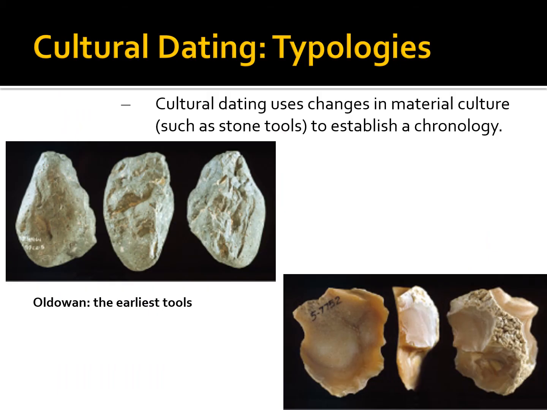So we also use something called cultural dating, which is what we refer to as typology, or in archaeology we call it seriation. Cultural dating uses changes in material cultures, such as stone tools, to establish a chronology, right? So we know that Oldowan tools are our earliest tools based on chemical dating, and we know that Acheulean tools come later. So if we find fossils in the same layer with Oldowan tools, we know that they have to be from around the same time period that Oldowan tools were being made, and vice versa with Acheulean. If we find Acheulean tools in the same layer with a fossil, we know that that particular creature was living around the same time that they were making Acheulean tools.